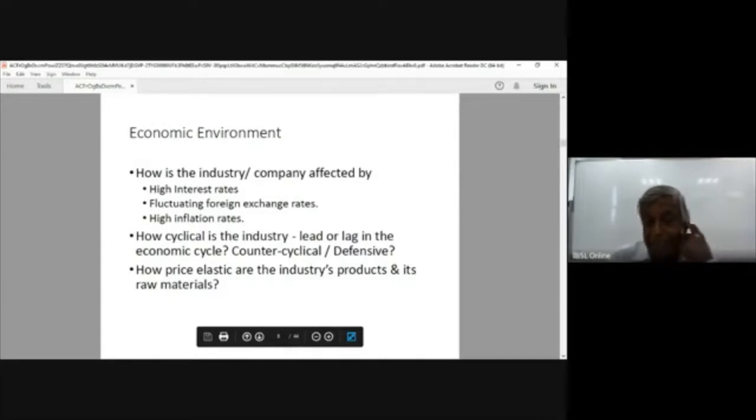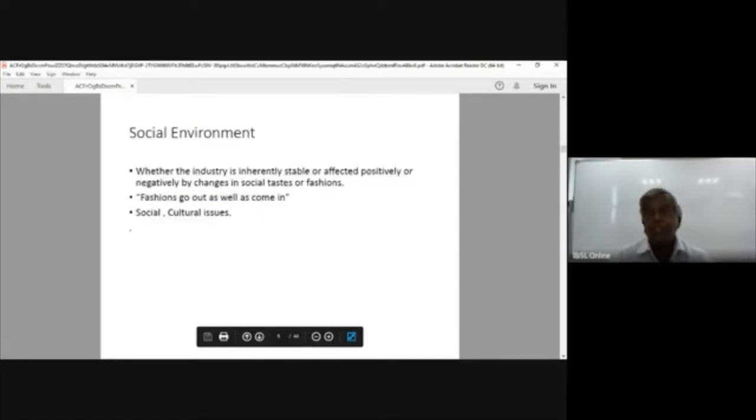And similarly, the price elasticity of the industry's products and its raw material. You all know how the price elasticity will affect. So that also you have to consider in the economic environment. This is the other economic environment analysis you have to do. In the social environment, this is also important: whether the industry is inherently stable or affected positively or negatively by changes in social taste or fashions. Fashions go out as well as coming in. Fashion is an important thing. This affects items like garments, jewelries.